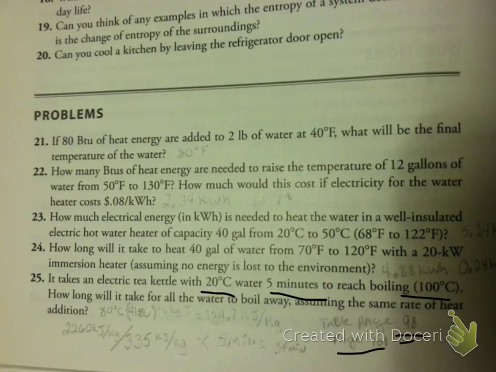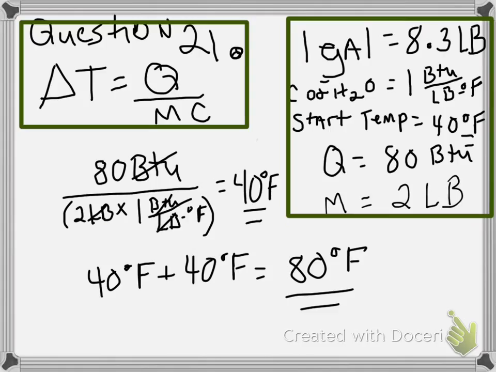So problem 21: if you have 80 BTUs of heat energy and they're added to 2 pounds of water at 40 degrees Fahrenheit, what will the final temperature be? The key information we have is the 80 BTUs, the 2 pounds, and the 40 degrees Fahrenheit that we're going to be working with. I've actually already laid out the problem.